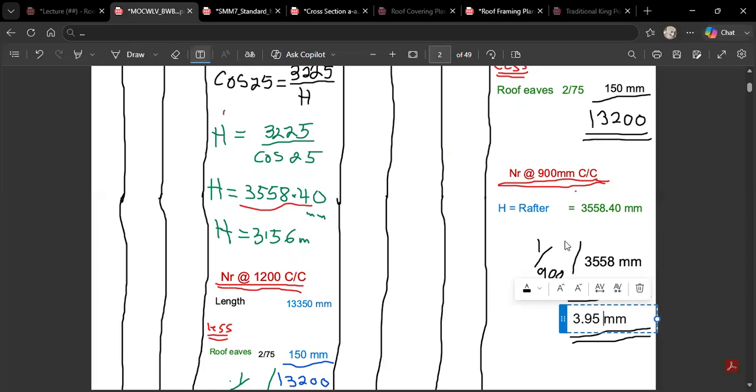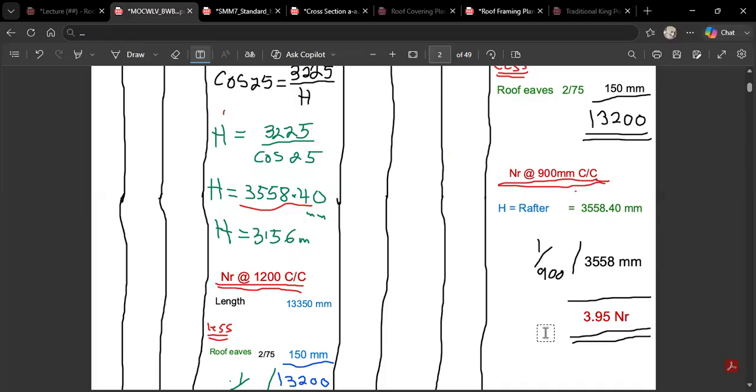So that means the number of what? This one is not going to be millimeters, it's going to be a number, because millimeters is going to cancel millimeters. So this is going to be 3.95 number, and this is equivalent to 4. Therefore, 4 number of purlin.